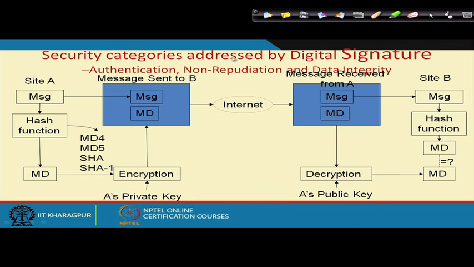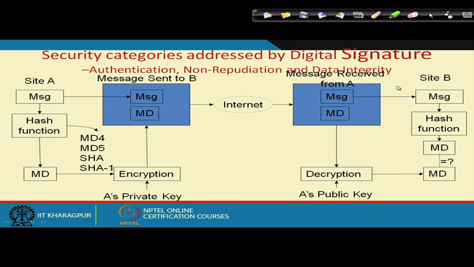Then comes non-repudiation. It is about A claiming that he has not sent it, that somebody else has sent it. A cannot say that now, because it is getting decrypted properly by his own public key, which means it was sent by him only. So, non-repudiation is taken care of.